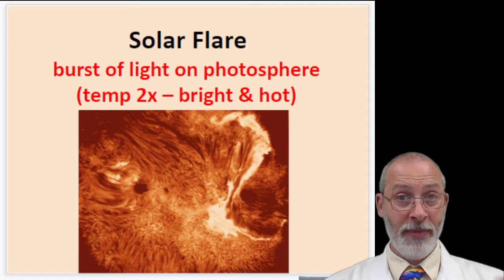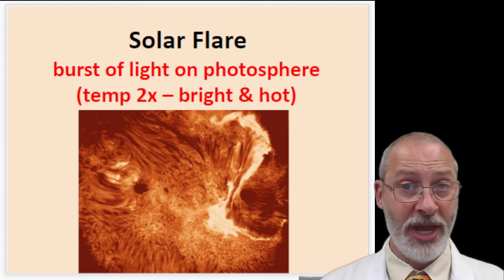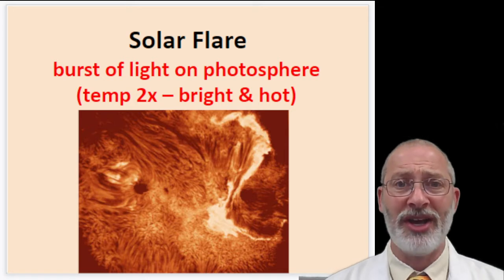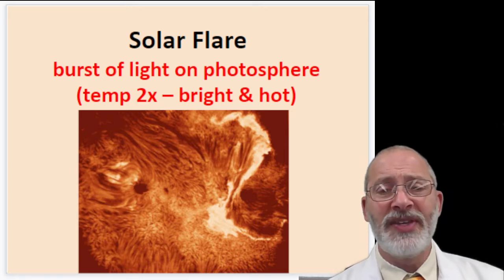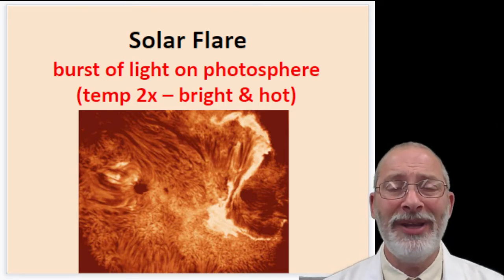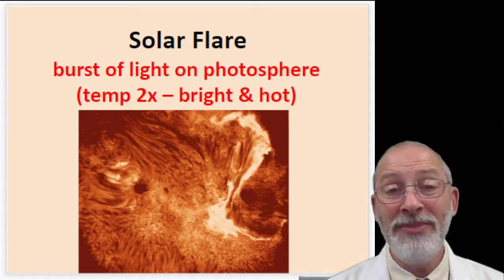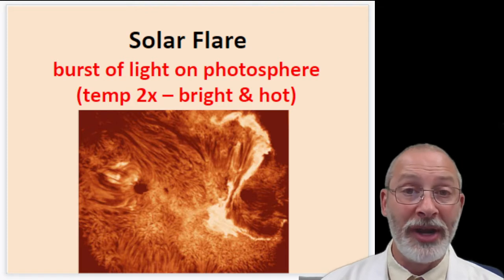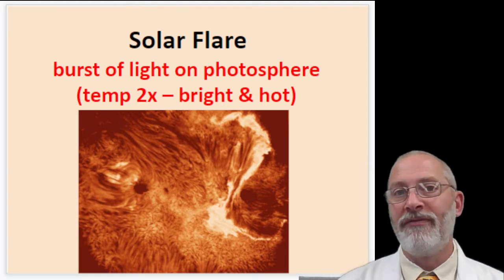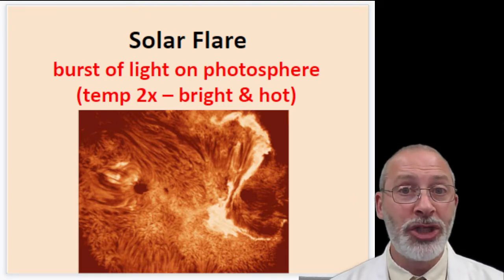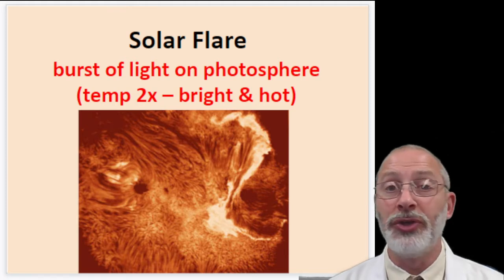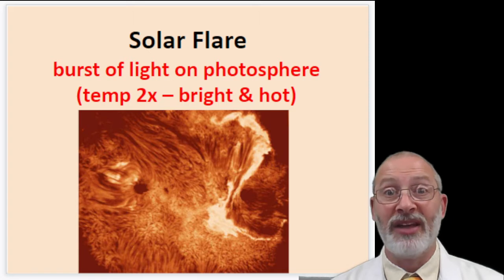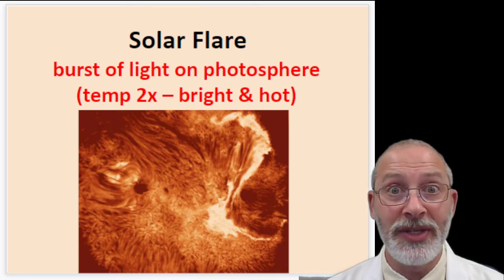Well, a solar flare is a burst of light on the photosphere. And you remember the photosphere from yesterday. Now, this bright burst of light has a temperature that is typically 2 times as hot as the surrounding area. Now, do any of you remember the temperature of the photosphere that we mentioned yesterday? If you do, call it out. About 6,000 degrees Celsius, right?